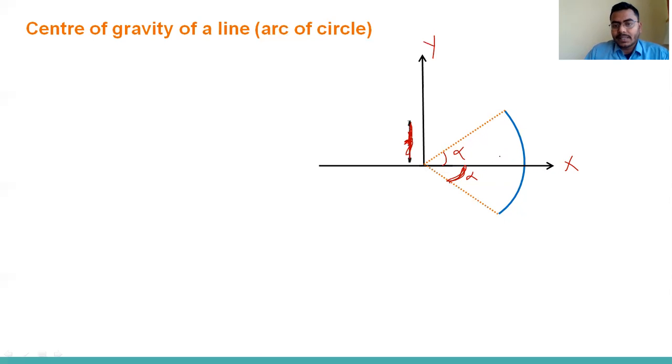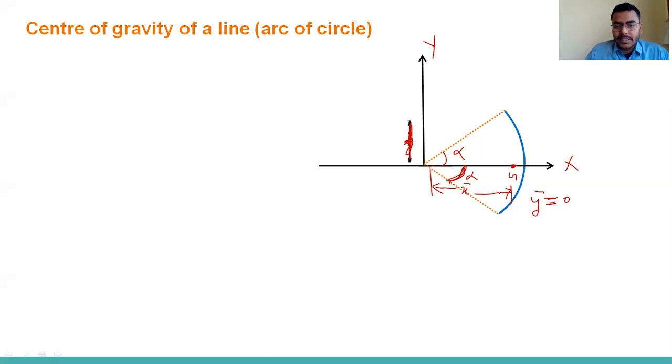So by seeing this figure, we can write y bar will be 0, because the center of gravity will lie somewhere here on the x-axis, right? Now we have to calculate x bar. What will be the distance of the center of gravity from the y-axis? So we have to calculate x bar.